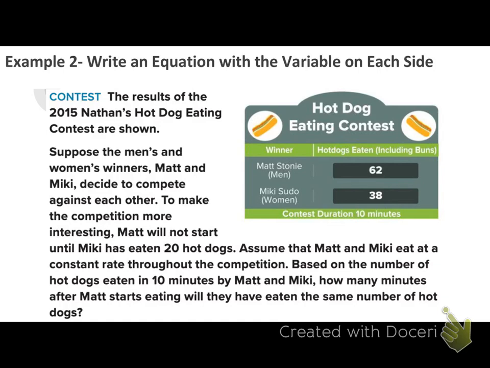Okay? Suppose the men's and women's winners, Matt and Mickey, decide to compete against each other. To make the competition more interesting, Matt will not start until Mickey has eaten 20 hot dogs. Assume that Matt and Mickey eat at a constant rate throughout the competition based on the number of hot dogs eaten in 10 minutes, which is up here. How many minutes after Matt starts eating will they have eaten the same number of hot dogs? There's a lot to take in here. A lot of information. Okay?